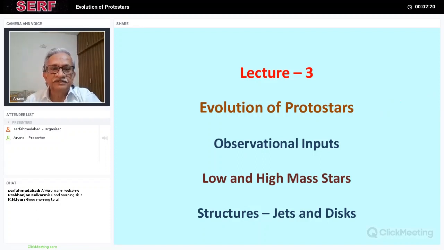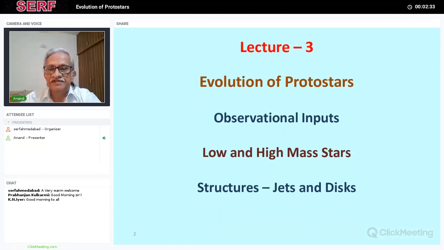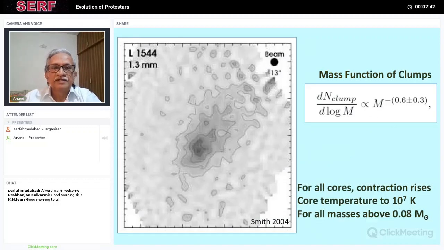Now in this lecture, as I said, evolution of protostars, we cover some observational inputs of both low and high mass stars: structures, jets and disks in these protostars, through which they manifest themselves. Now this is a low mass star clump taken in the 1.3 millimeter region, a very long wavelength region. And this is just a clump that is forming.